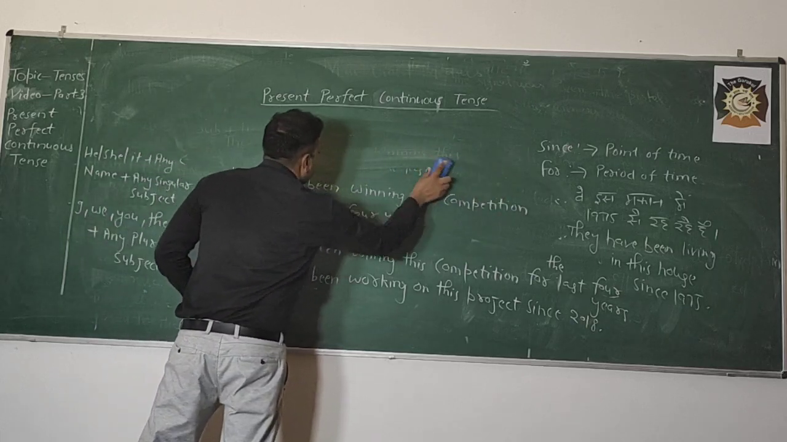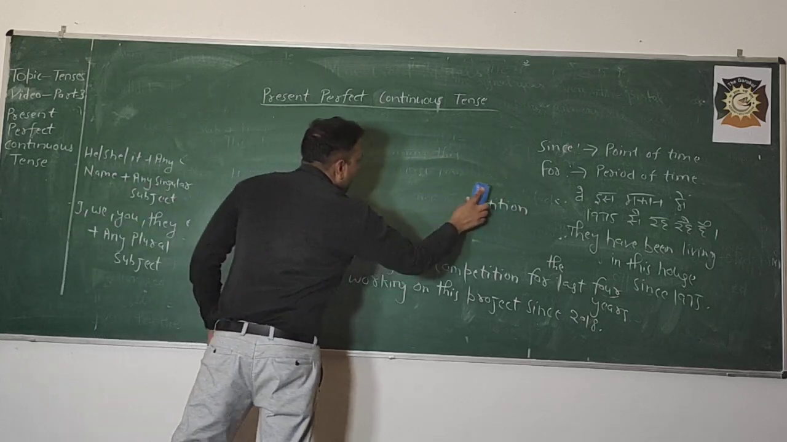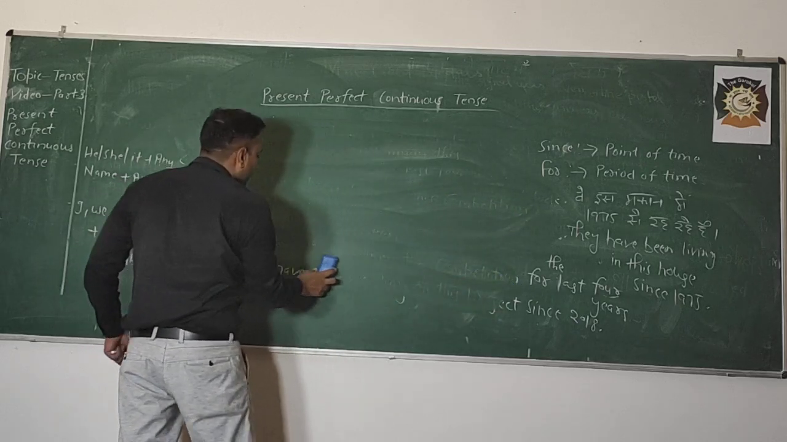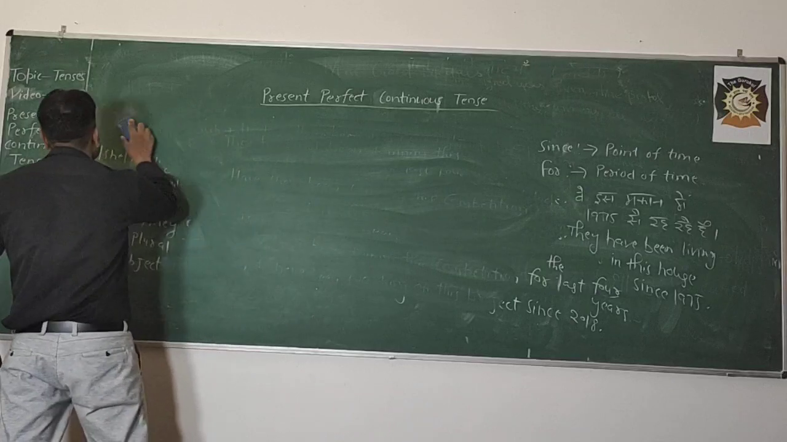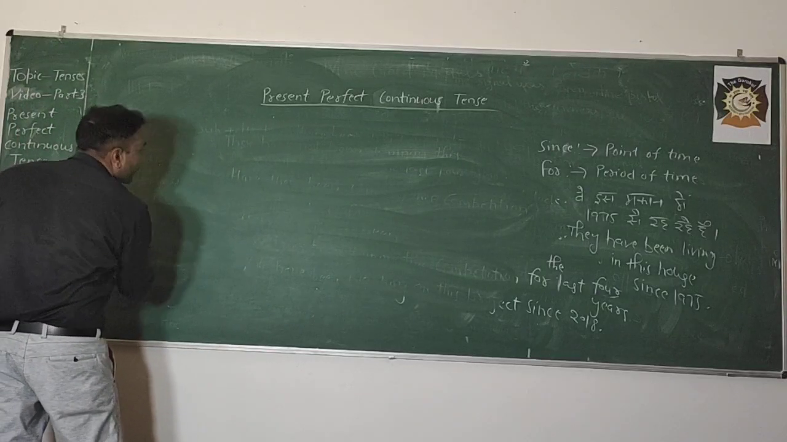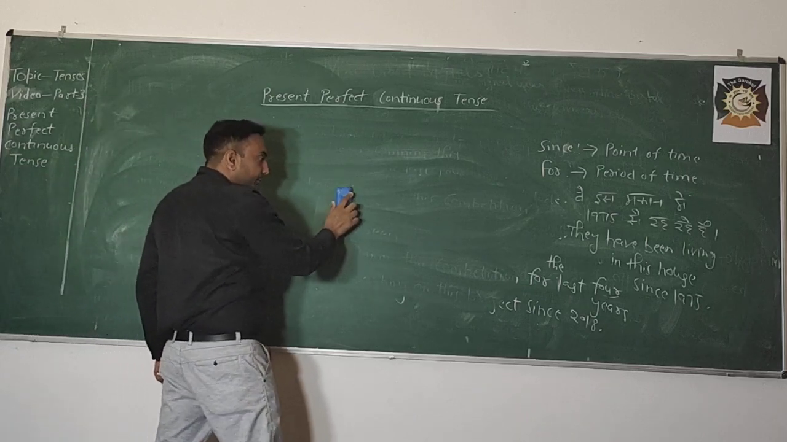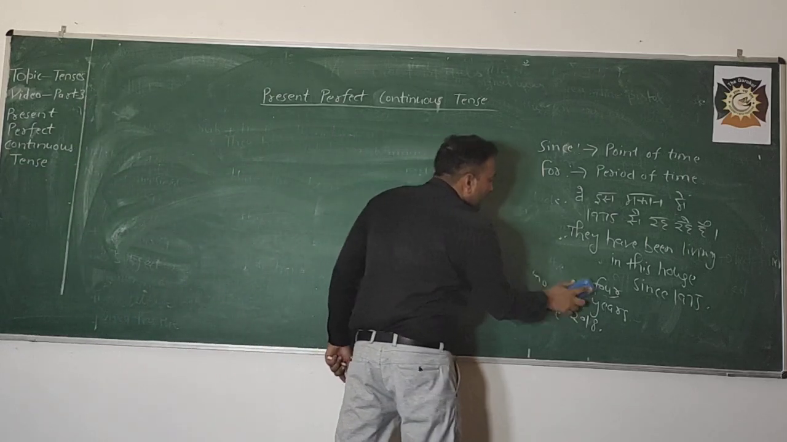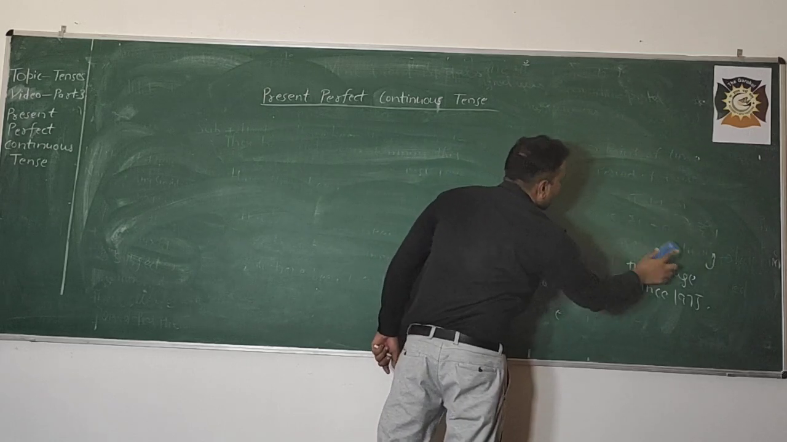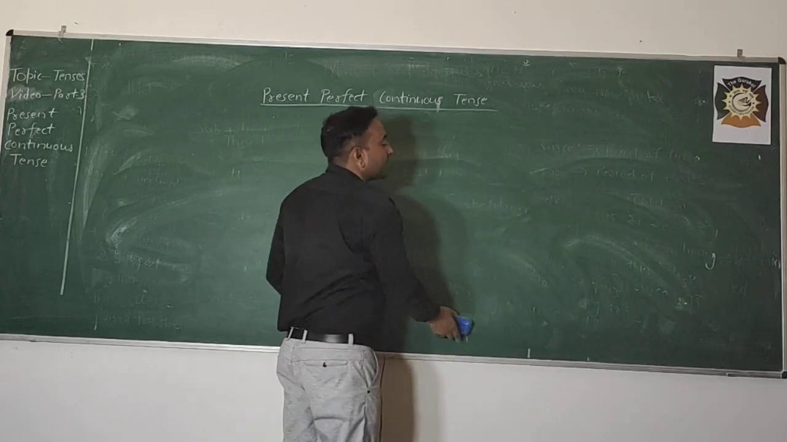And I have already told you, when a helping verb comes before the subject, the sentence always becomes interrogative. So now we will learn the uses of present perfect continuous tense.